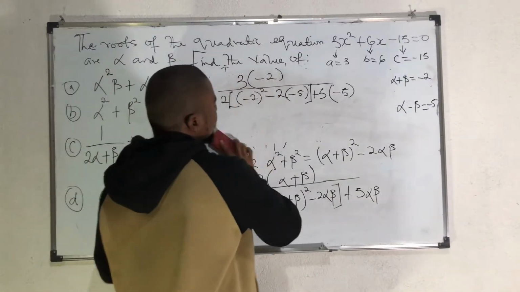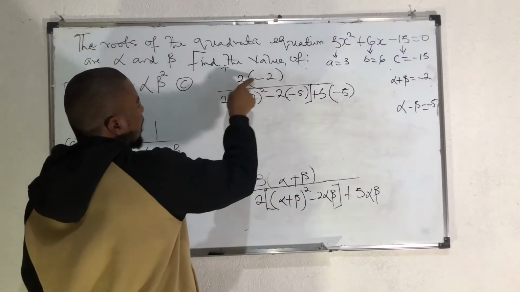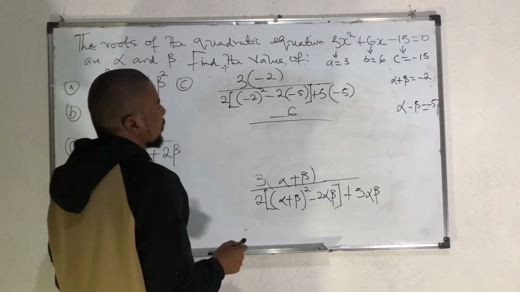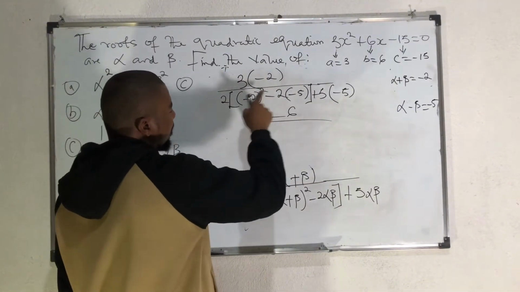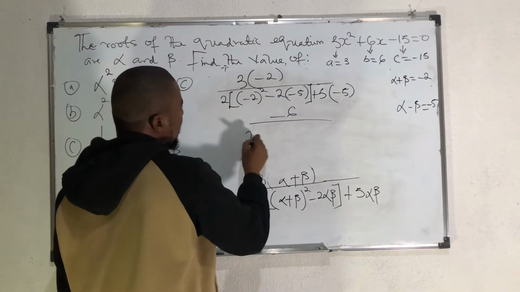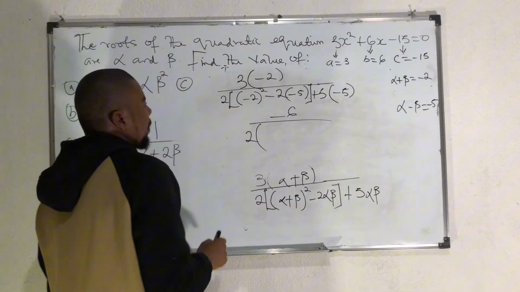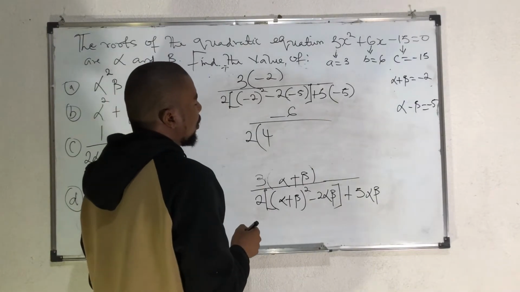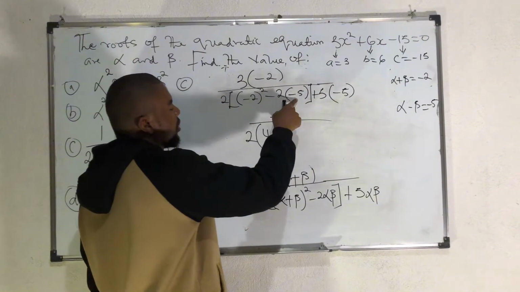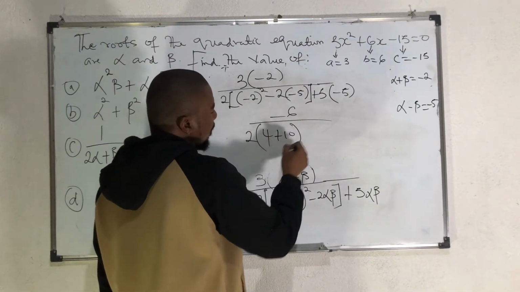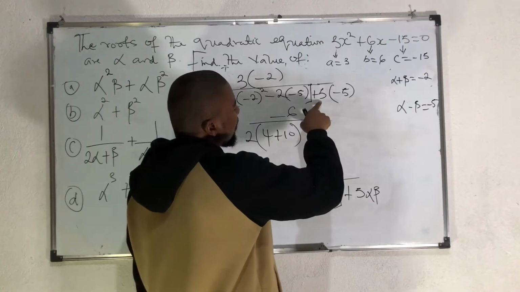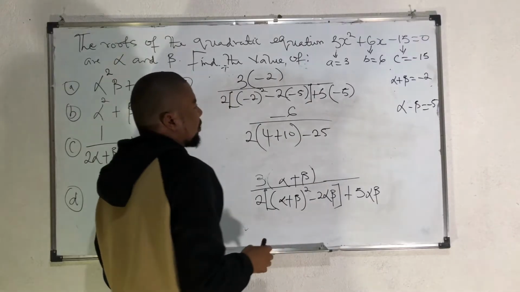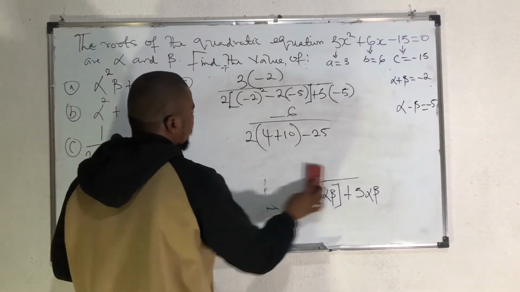Let's simplify. 3 times -2 will give us -6 over. Now, let's simplify the bracket first before we multiply by what is outside. Here we have 2 multiplied by -2 raised to the power 2, which will give us a 4. Okay. Now, -2 times -5 will give us +10. And what do we have left? We have outside 5 times -5, which will give us -25. Okay, let's continue with this.